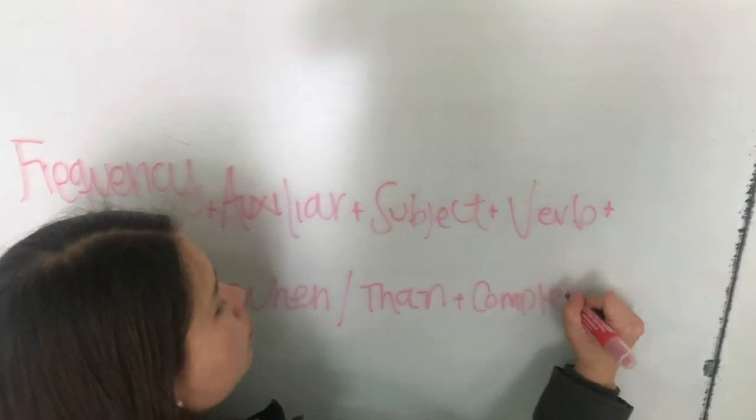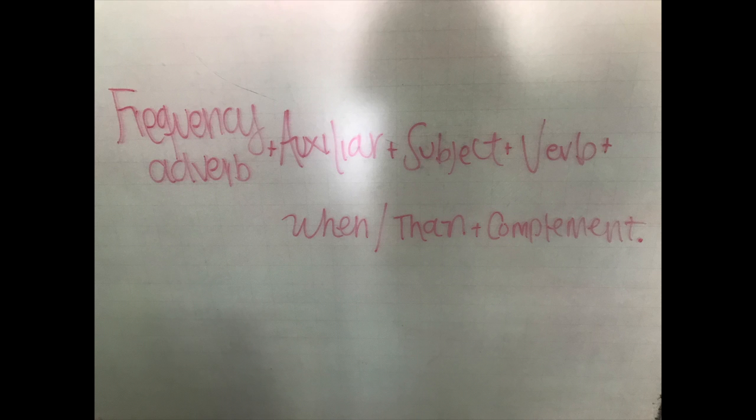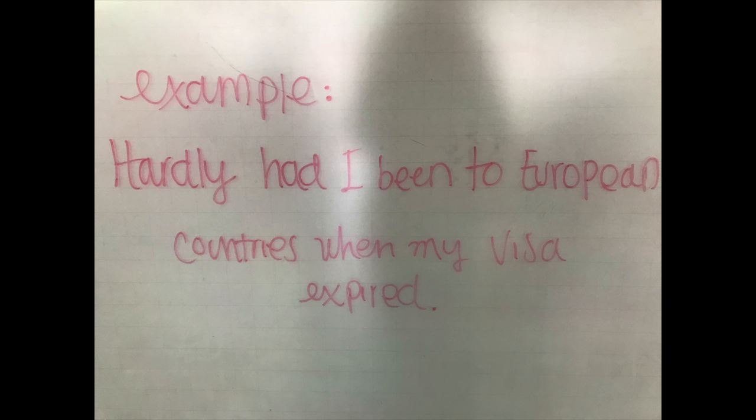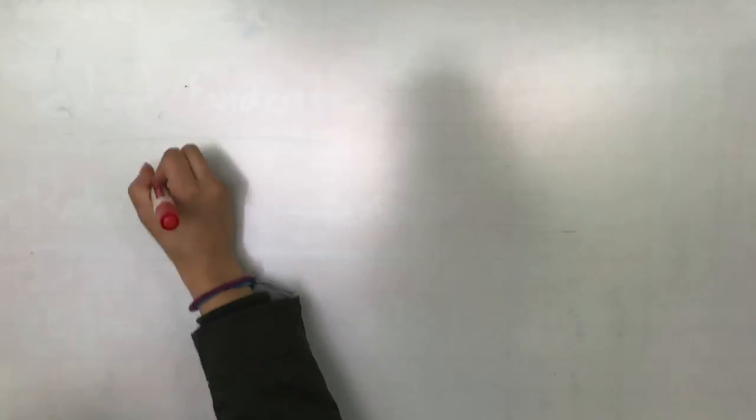Its structure is frequency adverb plus auxiliary plus subject plus verb plus "when" or "than" plus complement. One example could be: hardly had I been to European countries when my visa expired.